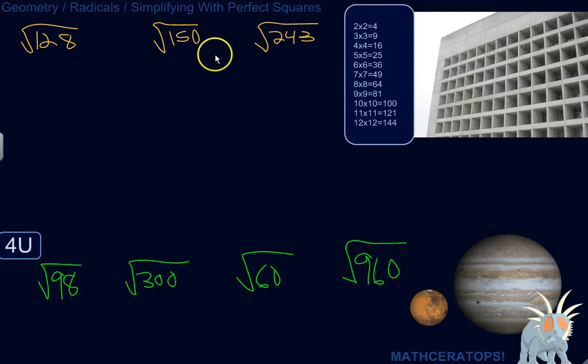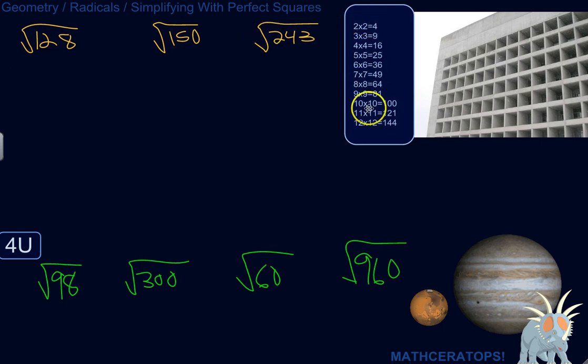Alright, so let's simplify some radicals. We've got some square roots of numbers here. They're not as simple as they could be, and we don't want to turn them into decimals either. Let's see if we can simplify them. And one method is to keep an eye out for perfect squares.